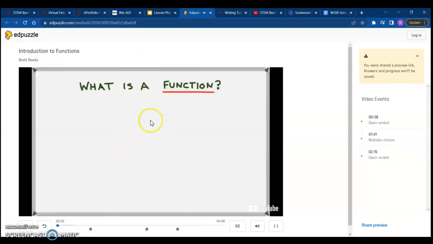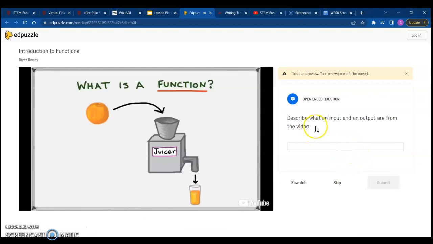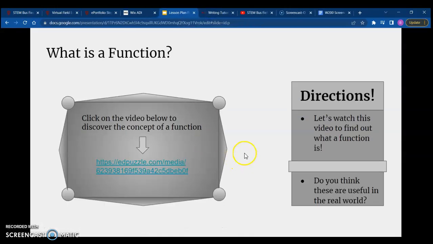So it's just a simple video that plays, and they just watch it. And I have questions I created here as well, like describing what input and output is. If they paid attention to the video, they can answer this question simply as well. I don't think I need to go any further than that.